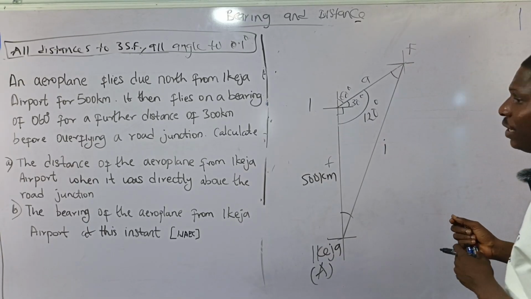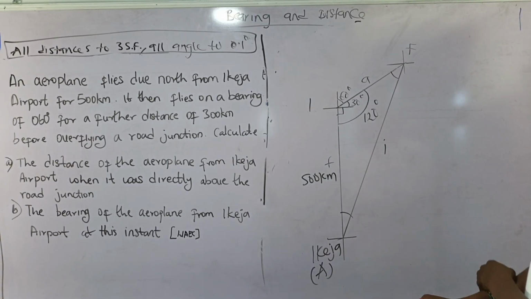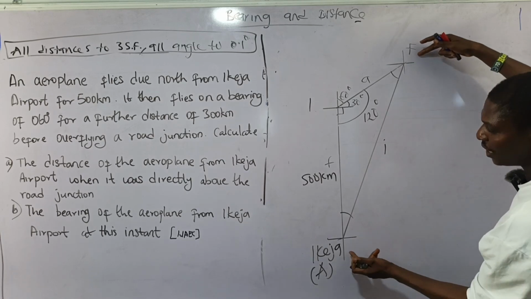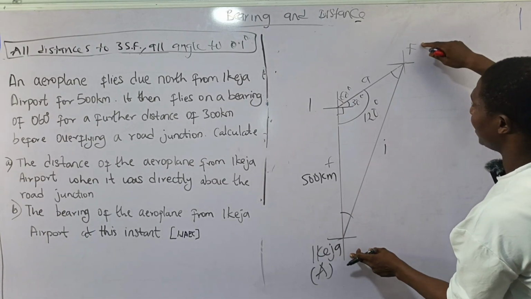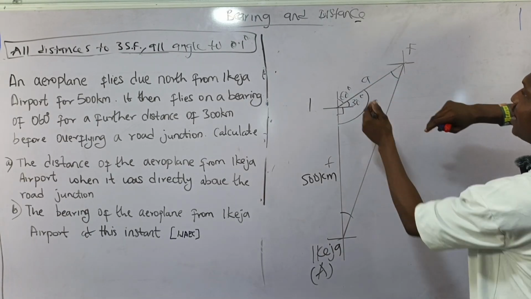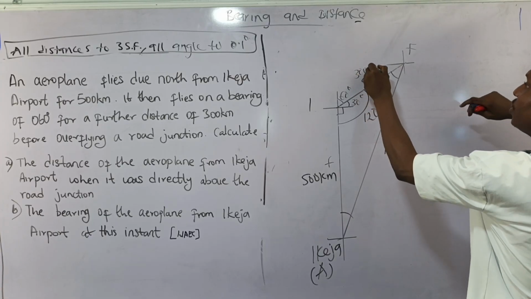aeroplane. Now they said we should calculate the distance of the aeroplane from Ikeja Airport when it was directly above the road junction. So this is relatively what you are asked to look for, I, which is AF. Now, how do we get it? Remember, this is my A. They said it's 300 kilometers, so I'll put my 300 kilometers here.